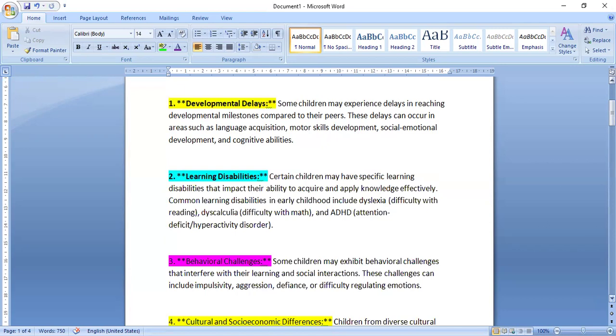Behavioral changes. Some children may exhibit behavioral changes that interfere with their learning and social interaction. They have different kinds of temperament. These challenges can include impulsivity, aggression, defiance, or difficulty regulating emotions. So these three things are most prominent and visible in early years, during foundation years, in the classroom.